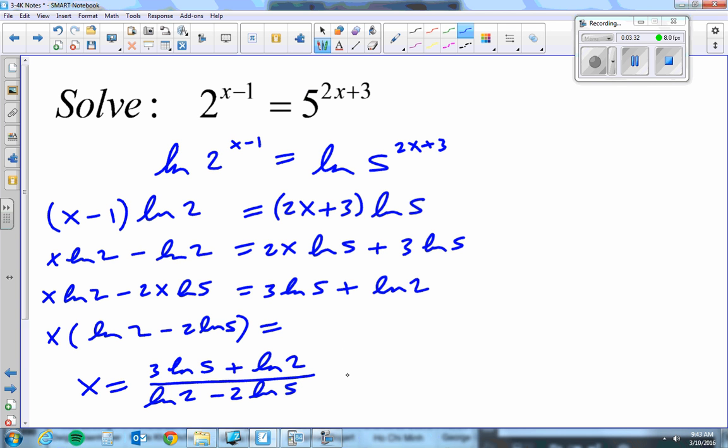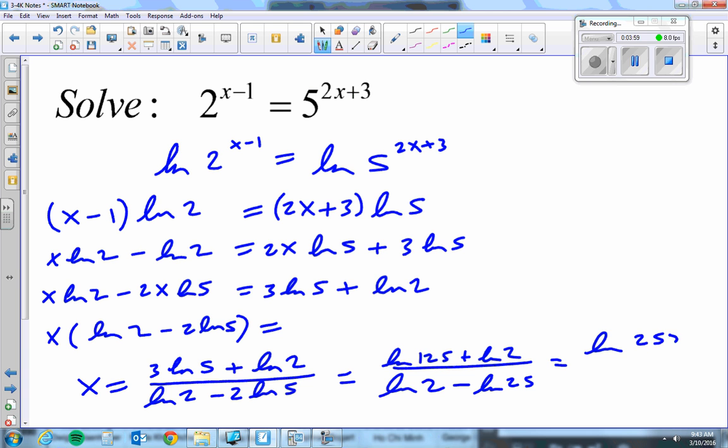Now, there is something we can do, though. Yeah, well, in a second. First, that 3 goes on here and becomes 5 to the power of 3, which is what? So write that. That becomes natural log of 125. Same with the denominator. That becomes 25. Obviously, 5 squared is 25. And then, yeah, you can use the product rule on the numerator. That becomes natural log of the product of 125 and 2. And then that's the natural log of the quotient.